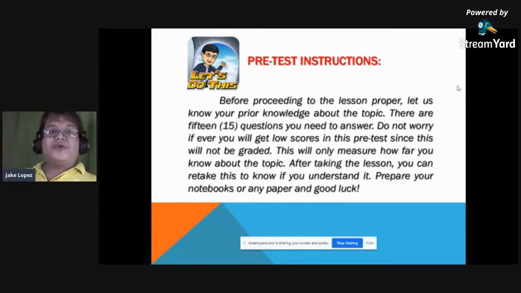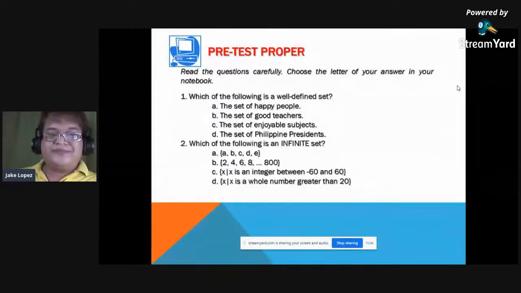So also we have a pretest to measure the knowledge that you have. Before proceeding to the lesson proper, let us know your prior knowledge about the topic. There are 15 questions you need to answer, and do not worry if ever you will get low scores in this pretest, since this will not be graded. This will only measure how far you know about the topic. After taking the lesson, you can retake this to know if you understand it. Prepare notebooks and any paper, and good luck.